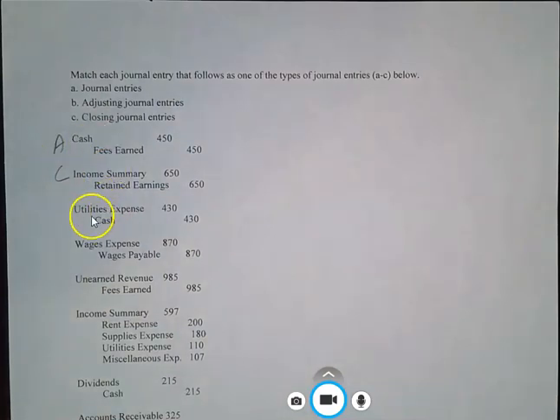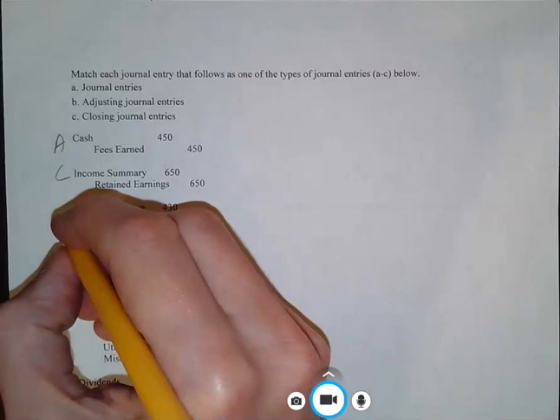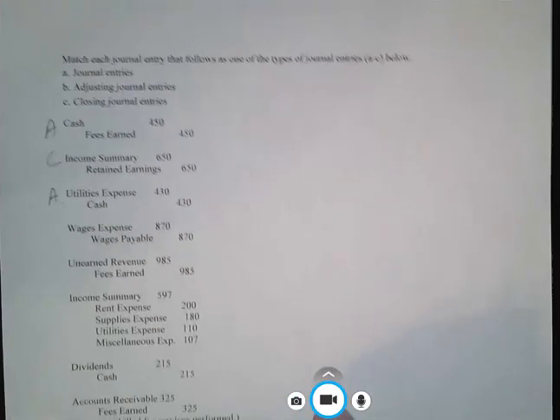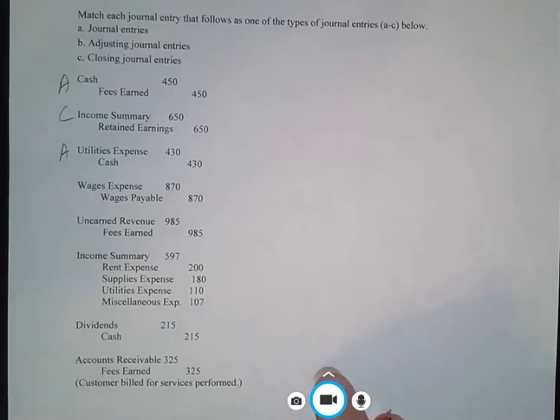Now we have a situation. It says utilities expense, $430 is our debit. Cash is our credit. And so anytime we have cash going out, this is a situation where we incur an expense and we pay that expense. This is also an example of a regular journal entry, or A.